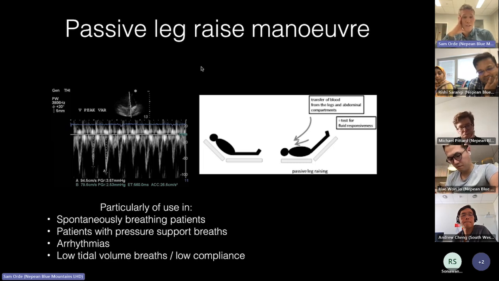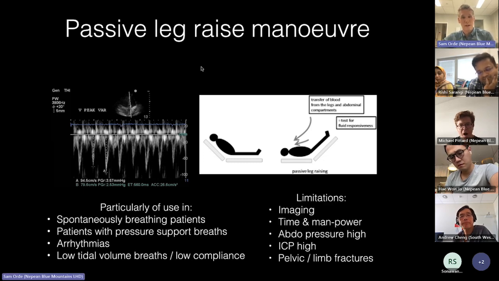There's a huge amount of research that came out looking at this, particularly from Europe. The limitations, I'd say, are that when I started trying to use this, I find that it's not straightforward from an imaging point of view. I think the time and the manpower, it's got to be a two-person technique. You can't do it if you've got any kind of raised intra-abdominal pressures. You can't do it if you've got high intracranial pressures, and you can't do it if you've got limb amputations or pelvic or limb fractures.